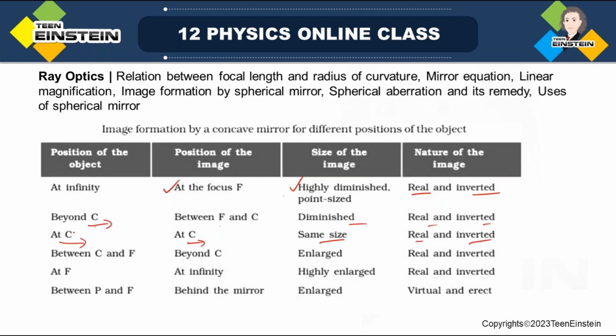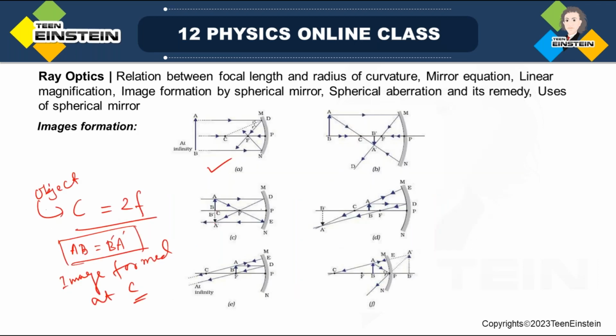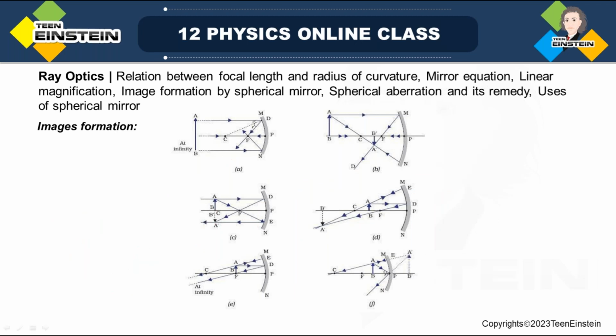So you can see one more case. Okay, this is beyond C actually. This question is beyond C. So the image is formed between C and F. Okay, the image is formed between C and F. This is at C. Object is placed at C.